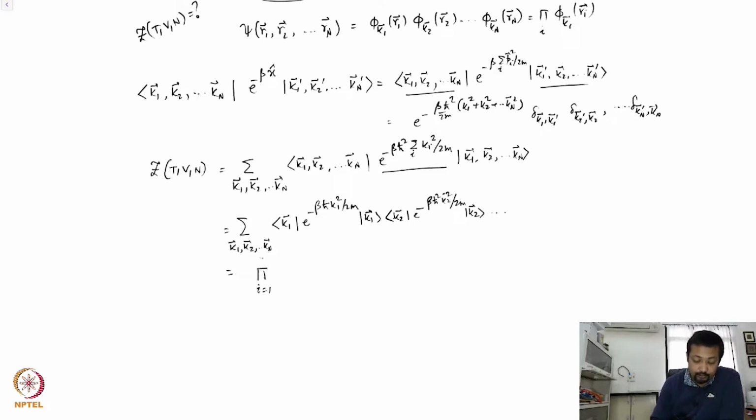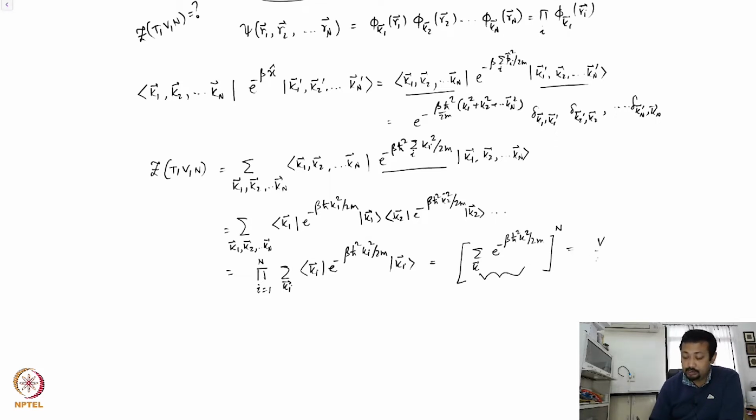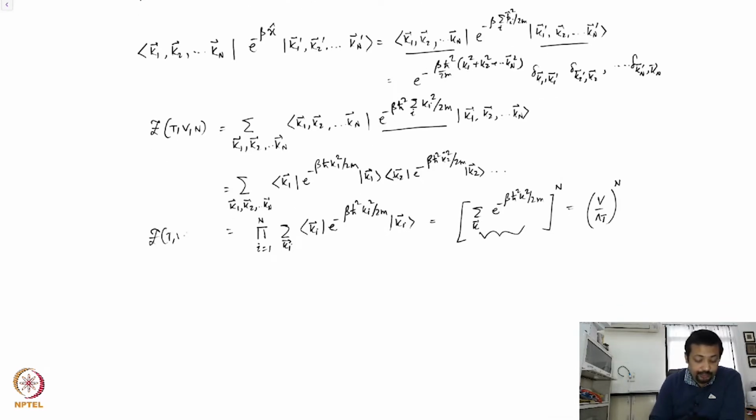Therefore you will have the product over i equal to 1 to n, or in more compact form, the sum over ki of e to the power minus beta h bar squared ki squared over twice m. Since it's just a number now, this is simply the sum over k of e to the power minus beta h bar squared k squared over twice m, raised to the power n. And this we evaluated for the single particle case, so this is V over lambda t raised to the power n. So your Z of T, V, N is this quantity, the canonical partition function.